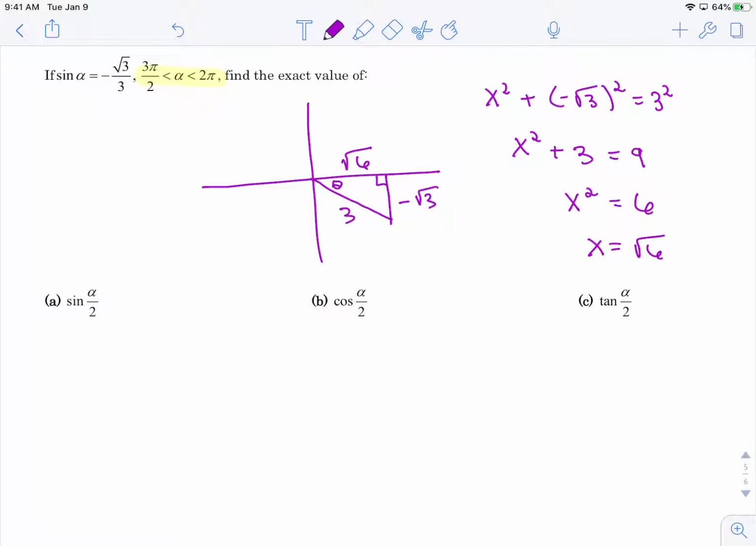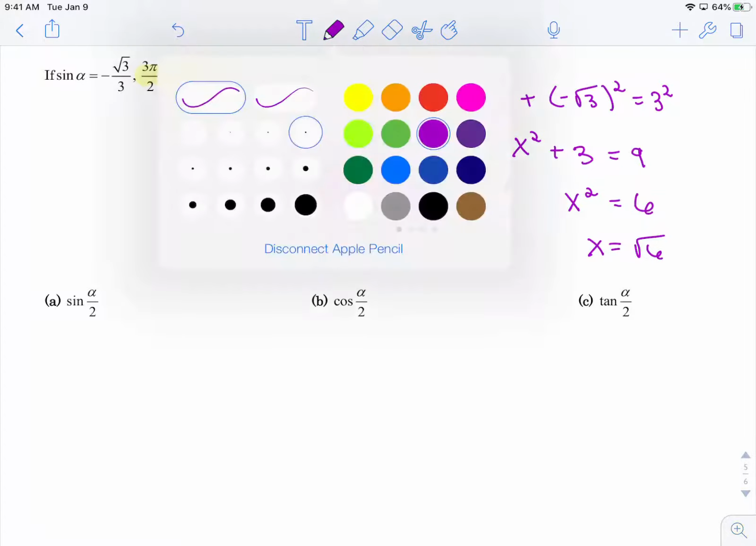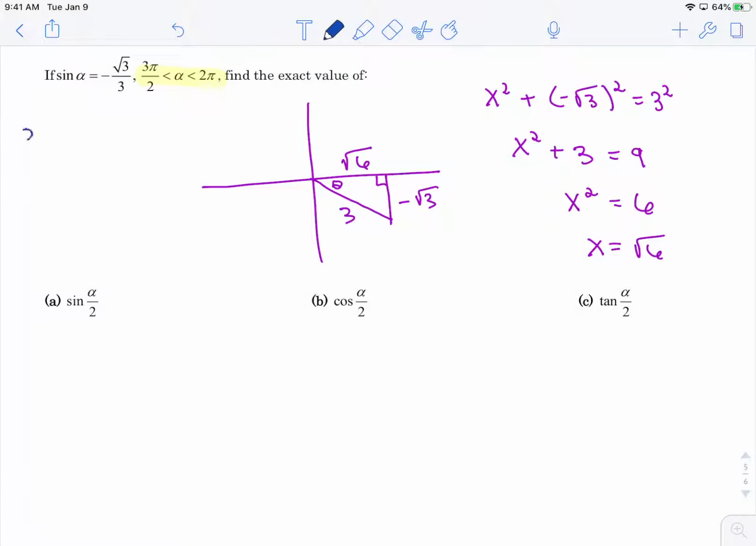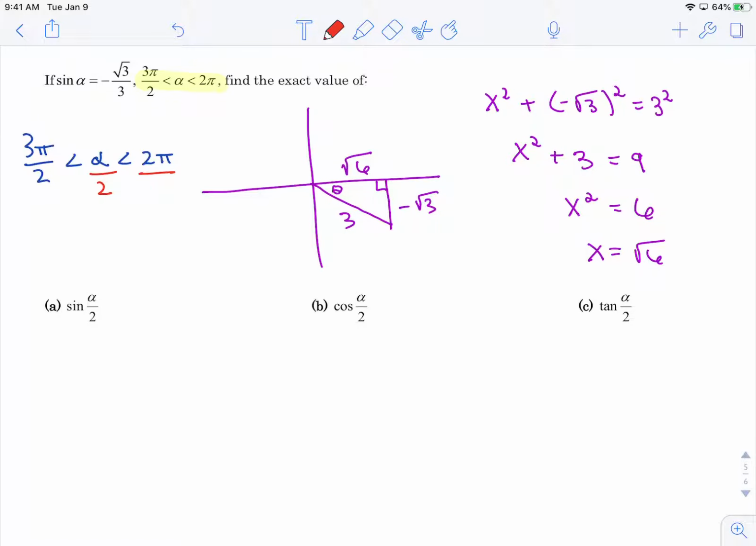All right, this is one of the hardest things for students. Again, I can't write plus or minus for these formulas. You either commit to a positive or a negative. So we need to figure out where our half angle lives. And to do that, we have that our angle lives in the fourth quadrant. But what I'm going to do is half my angle, because I want to know where that guy lives.